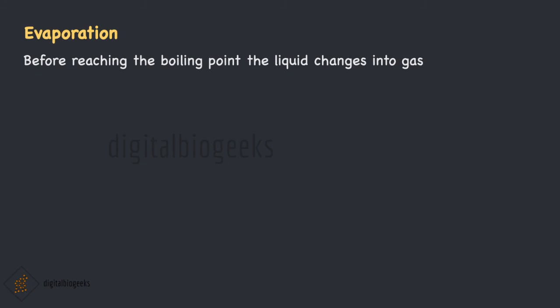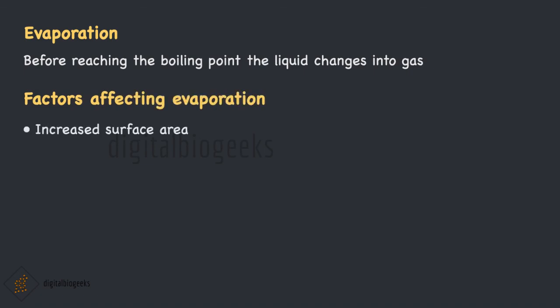Now let's check what are the factors affecting evaporation. Increased surface area. If surface area is increased, evaporation also increases. That is why we spread the clothes while we keep them for drying, to increase the surface area. Increase in temperature. When temperature rises, the kinetic energy of particles increases and liquid changes into vapor.